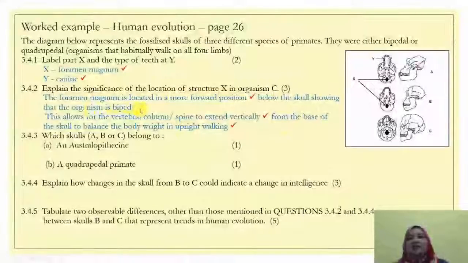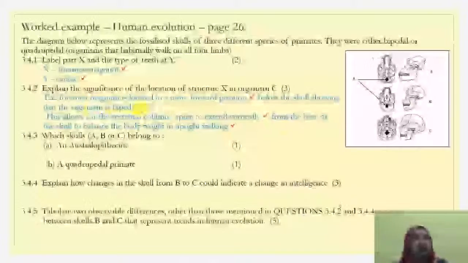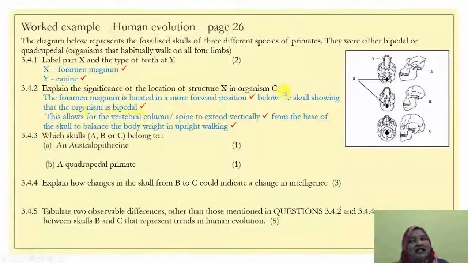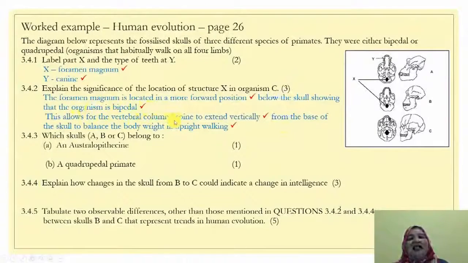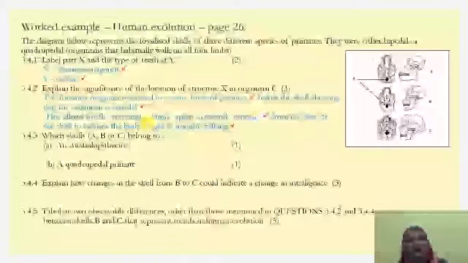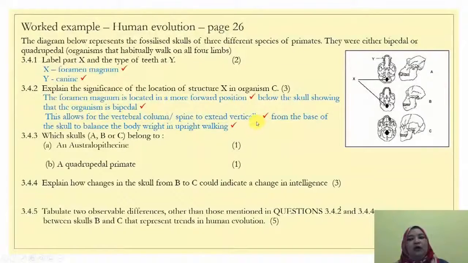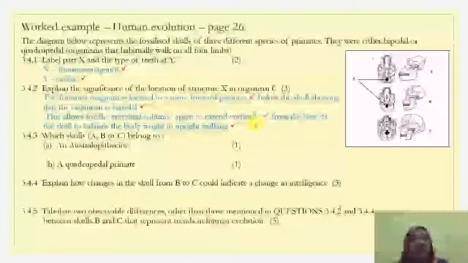allowing the skull, showing that the organism is bipedal. So you will get 2 marks though, because remember it's 3 marks. Why? How is this possible? Because it allows the vertebral column to extend vertically. Now, Dawn gave us the first part of the answer, right? But it's 3 marks. Why? Because she did not elaborate why it occurs, right? So, be careful.